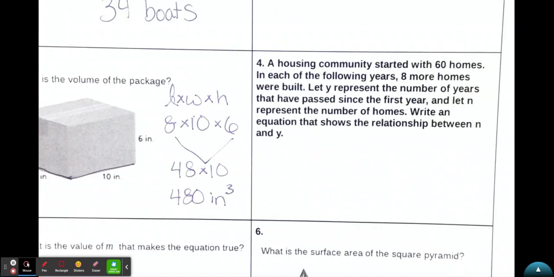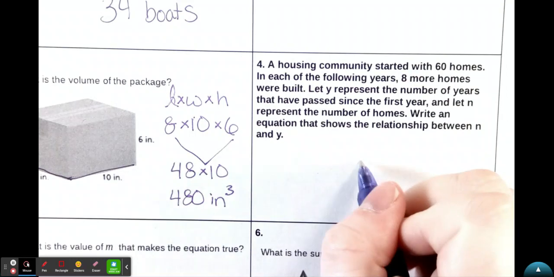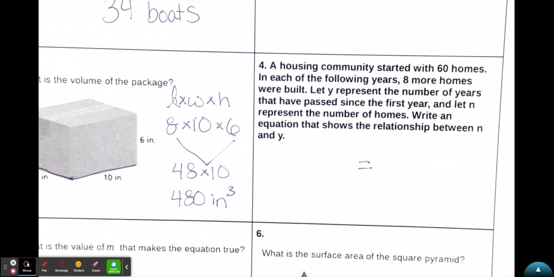Number 4, a housing community started with 60 homes. In each of the following years, 8 more homes were built. Let Y represent the number of years that have passed since the first year, and let N represent the number of homes. Write an equation that shows the relationship between N and Y. So when we are writing an equation that shows the relationship between 2 variables, that means we are going to have an equal sign, and we will have a variable on either side, okay? So Y is going to be on one side, N is going to be on the other, but we're not just going to say Y is equal to N, right? Because that's not true.